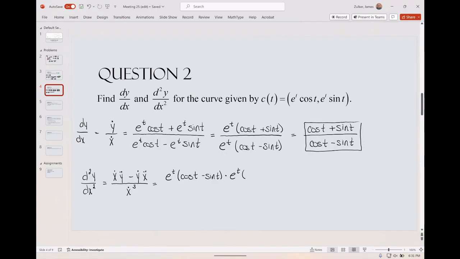So what is the derivative of cosine t plus sine t? Cosine t minus sine t. It'd be cosine minus sine, right? So we're going to wind up with a sine minus sine, which is 0, and a 2 cosine. So the second derivative would be e to the t times 2 cosine t, or 2e to the t cosine t.